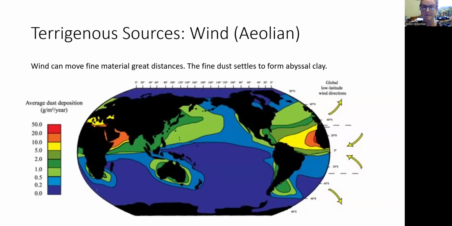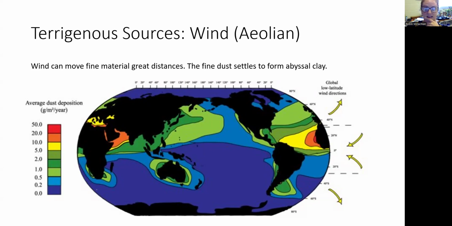Wind can move really fine material great distances. Wind is not going to be able to pick up big stuff, right? It's not going to be able to pick up coarse sand and move it great distances, but it can pick up silt, it can pick up clay and move it all around the world. So even the most remote parts of the ocean, far away from any landmass, can still get aeolian clay.